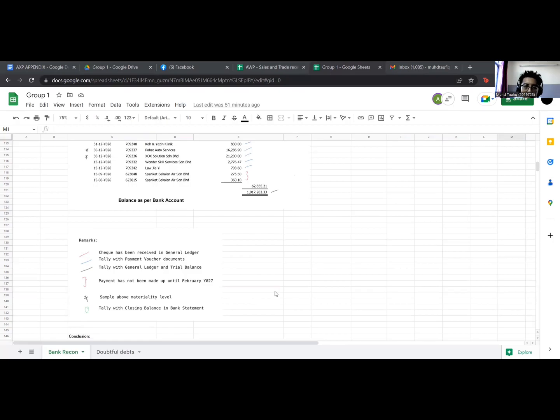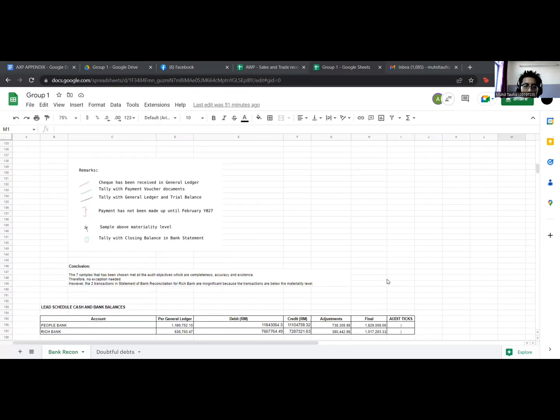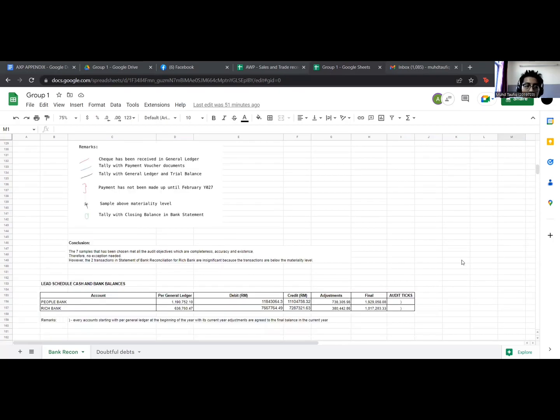In conclusion, the 7 samples that have been chosen met all the audit objectives, which are completeness, accuracy, and existence. Therefore, no exception is needed for bank reconciliation. However, the two transactions in the statement of bank reconciliation for each bank are insignificant because the transactions are below the materiality level, which is 10,000.